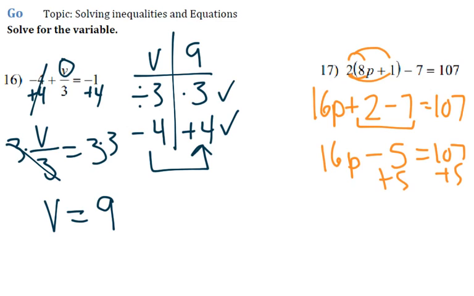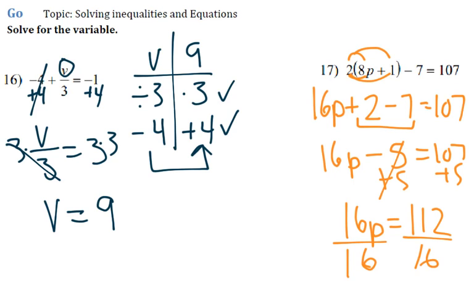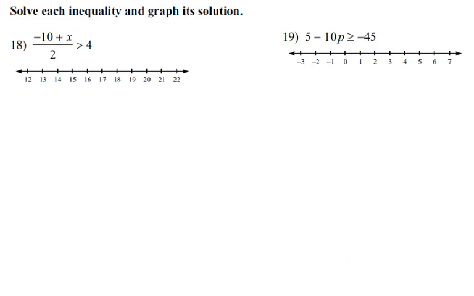So add 5 to both sides. We get 16p equals 112. Divide by 16. And we get p equals some number. What is it, like? Apparently my brain doesn't want to do that, so I'm just going to use a calculator. 112 divided by 16 gives us 7. Whoop-de-doo. Alright. Simple enough with those guys, right?